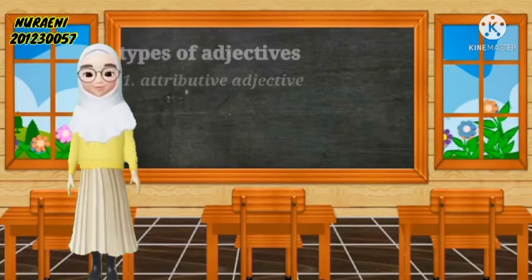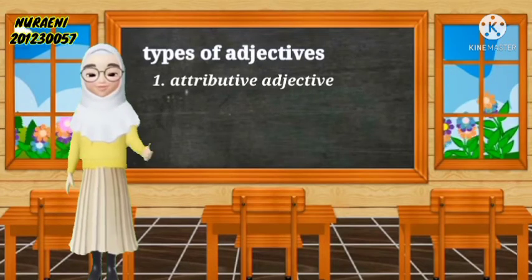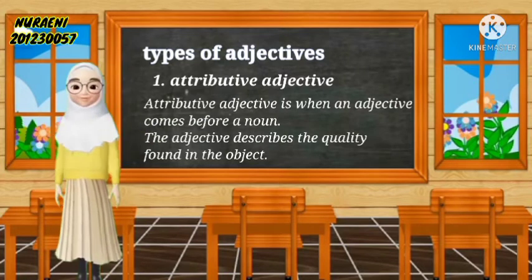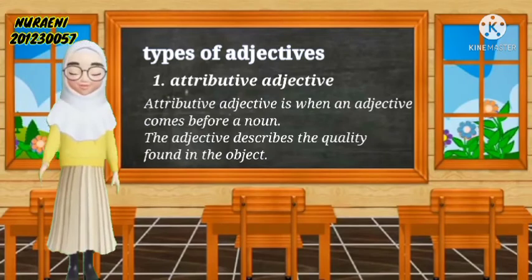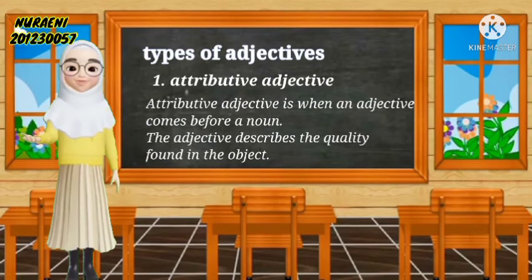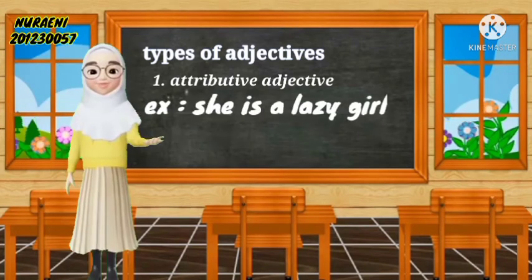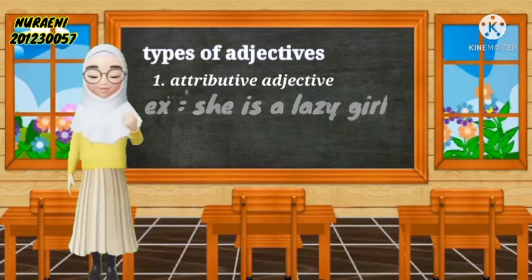The first type of adjective is the attributive adjective. An attributive adjective is when an adjective comes before a noun. The adjective describes the quality found in the object. Example, she is a lazy girl. Lazy is an adjective and girl is a noun.